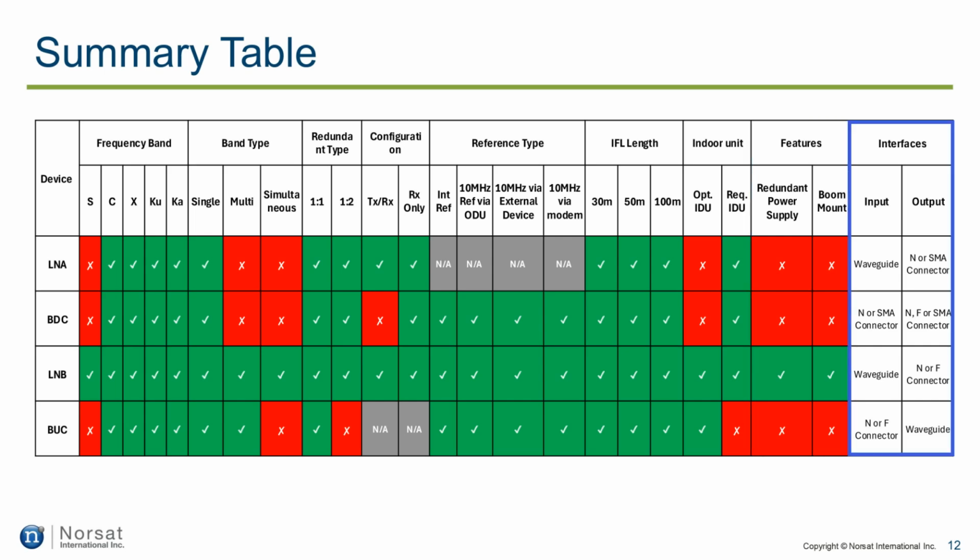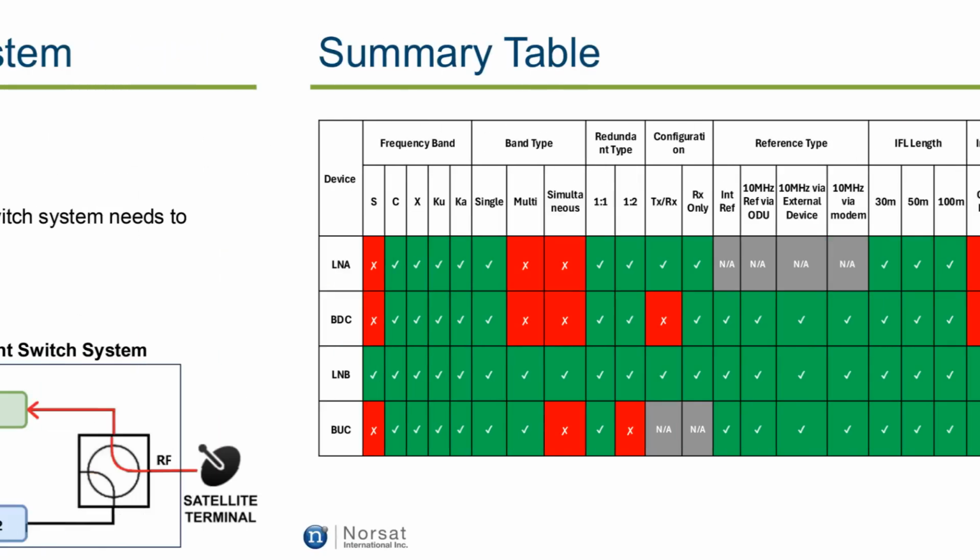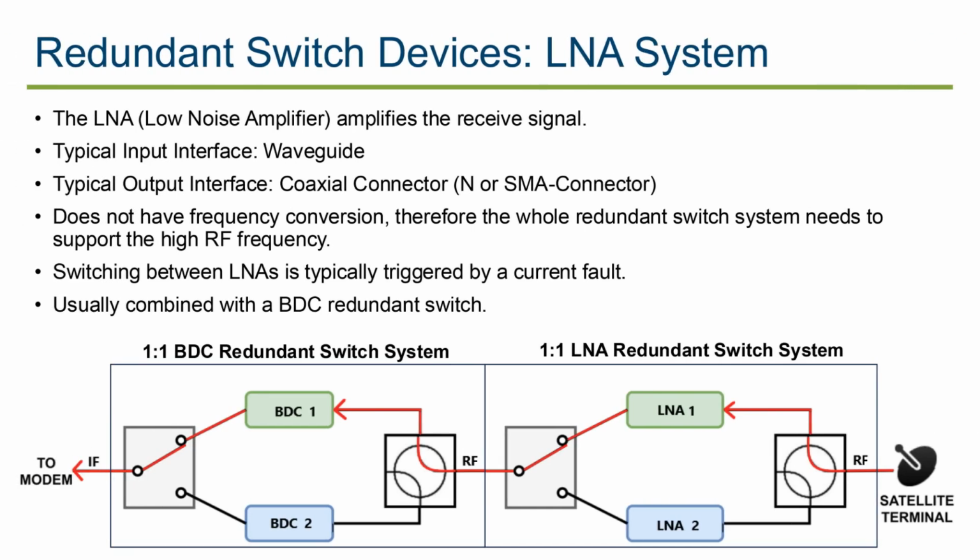Depending on the device, the input and output interface are typically a waveguide, N connector, F connector, or SMA connector. The low noise amplifier, or LNA, is responsible for amplifying the received signal from a satellite. The input of the LNA is typically a waveguide, and the output of the LNA is typically a coaxial connector such as an N or SMA connector.